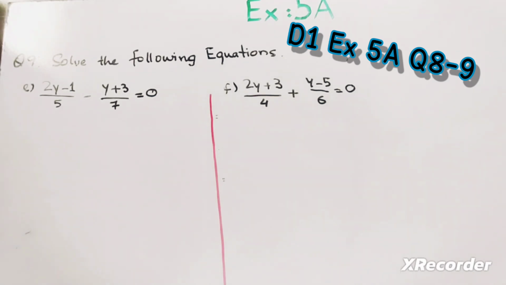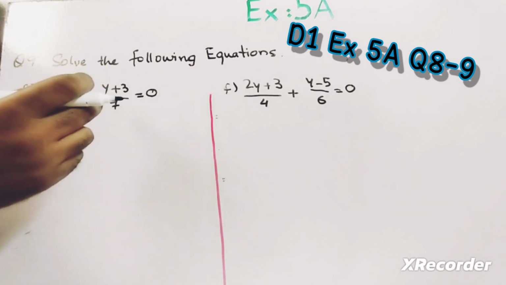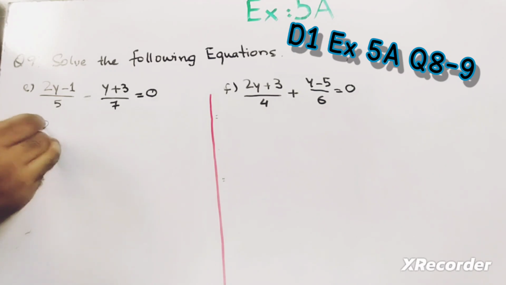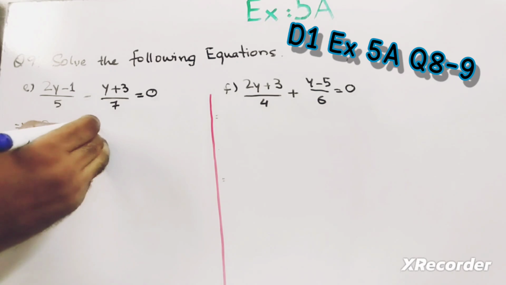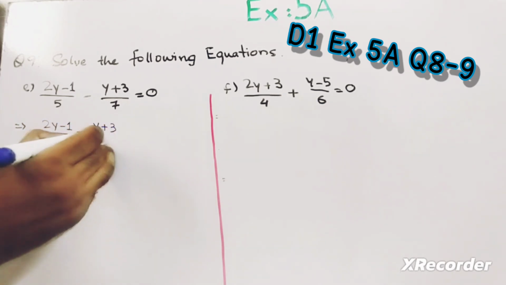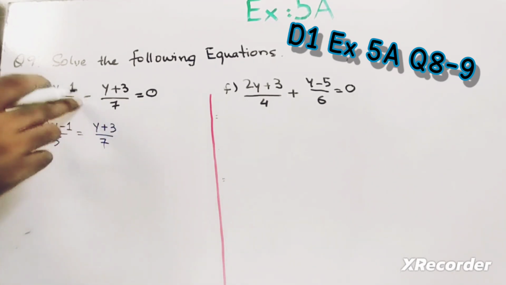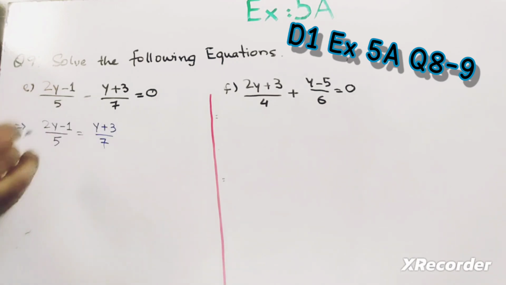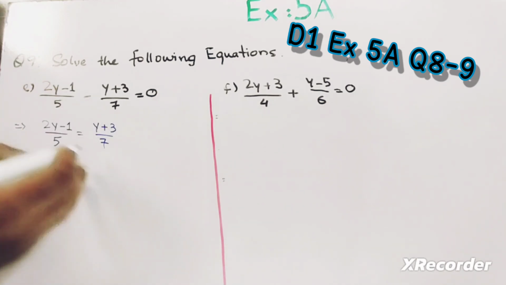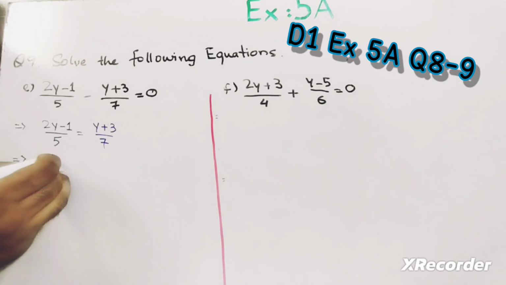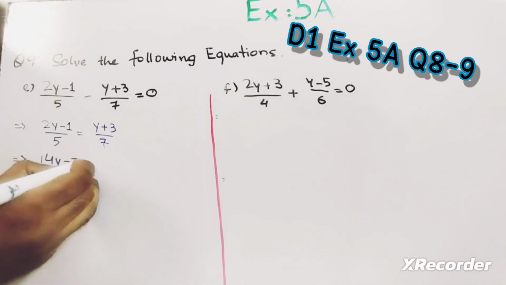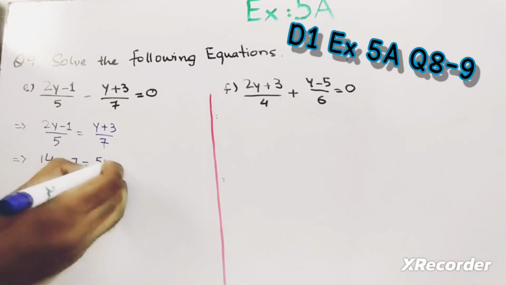Moving towards part E: (2y minus 1) upon 5 minus (y plus 3) upon 7 is equal to 0. Now in this question we move this minus (y plus 3) upon 7 to the second side, like that: (2y minus 1) upon 5 is equal to plus (y plus 3) upon 7. When moving to the second side, we convert this minus sign into positive. Now by cross multiplying, what we get is 14y minus 7 is equal to 5y plus 15.